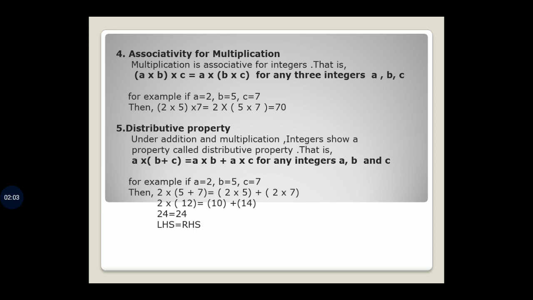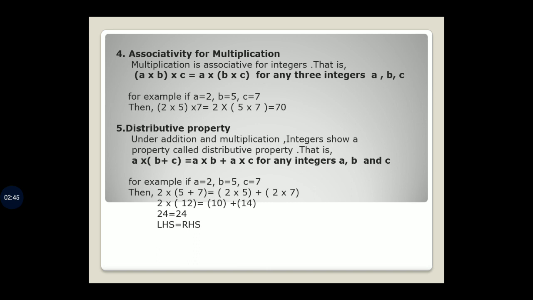Next property is associativity for multiplication. Multiplication is associative for integers, that is a into b into c gives you a into b into c for any three integers a, b and c. For example, if a is equal to 2, b is equal to 5, c is equal to 7, then 2 into 5 into 7 is equal to 2 into 5 into 7, which is equal to 70. That is, the interchange of brackets cannot disturb any kind of multiplication here.